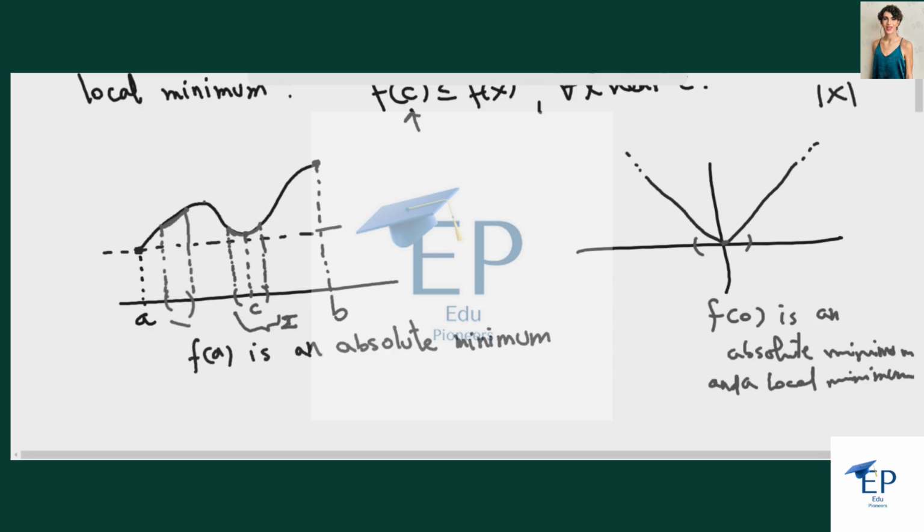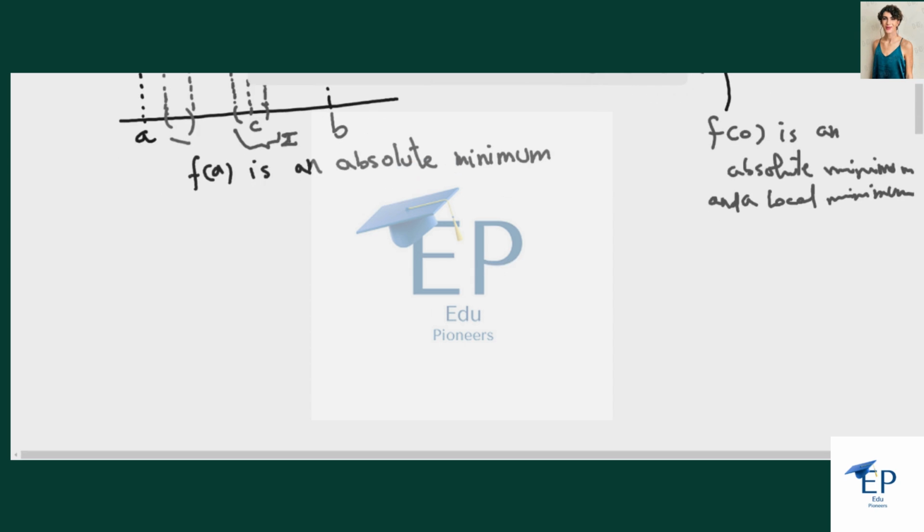And when we have several local minima of a function on a domain, then the smallest of all those local minima is the global minimum, the absolute minimum. But as you can see, we can have several local minima, but only one absolute minimum.